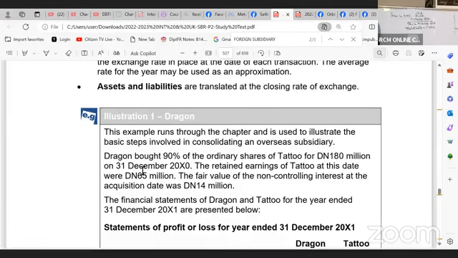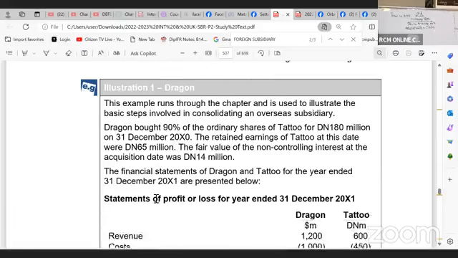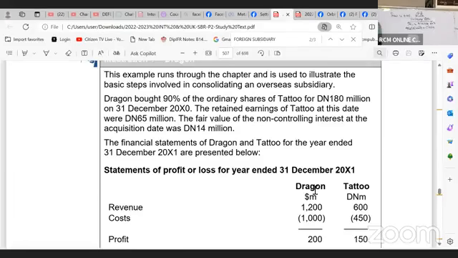The financial statements of Dragon and Tattoo for the year ended 31st December 20X1 are as follows. Dragon is the parent, and you can see Dragon is based in America. They're presenting this in dollars. Now it wants to acquire, or rather it has acquired Tattoo, which is based in a country that sometimes the examiner may not tell you. He's only telling you that Tattoo is using a currency called DN.